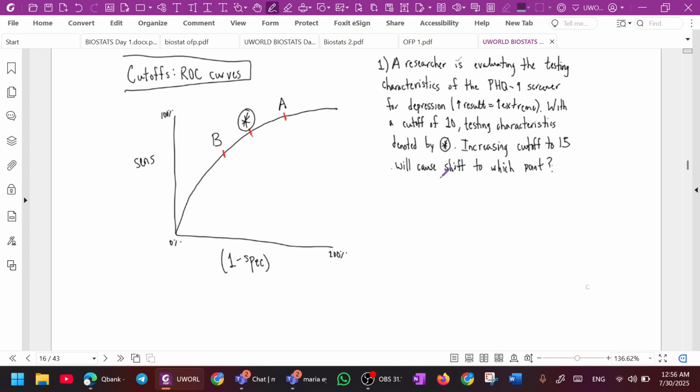Yeah. And then what about this one? Okay, 25K, decreasing the cutoff to 10K. So decreasing the cutoff will increase the sensitivity, but it will decrease the specificity. So it will go from point A like this, you mean? Yes. Okay, let's check. You did not read the question. Read the question, because this is wrong.